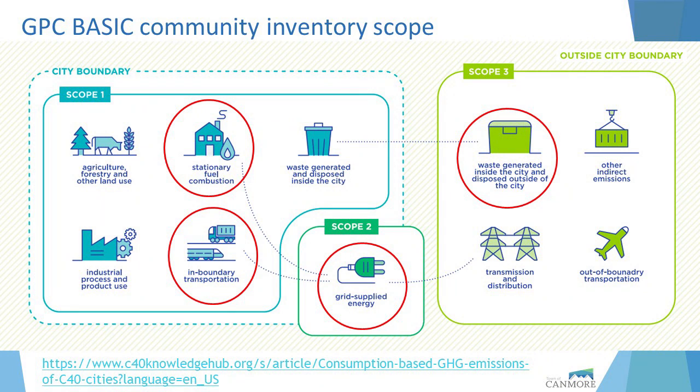Here's a really handy graphic. It's available from the C40 Cities website and talks about inventory scopes. Ronak had talked about the PCP protocol. There is another one called the GPC protocol, and I'll define that acronym on the next slide. That's what we are trying to align our inventory with. The ones in red circles are the ones that are covered in our inventory.